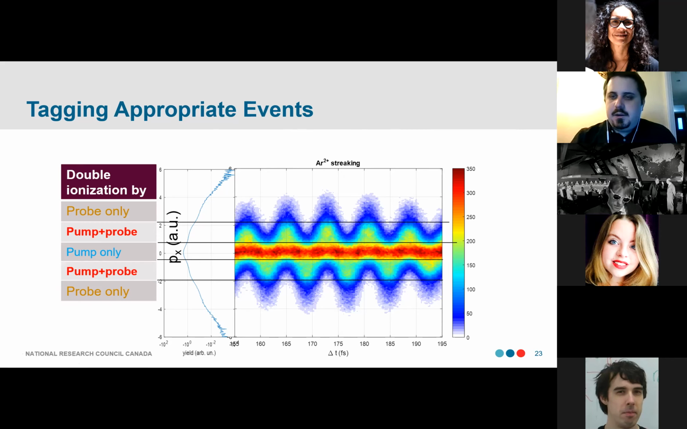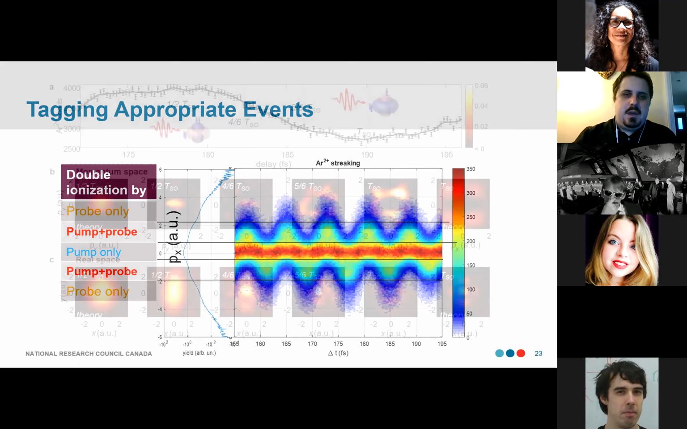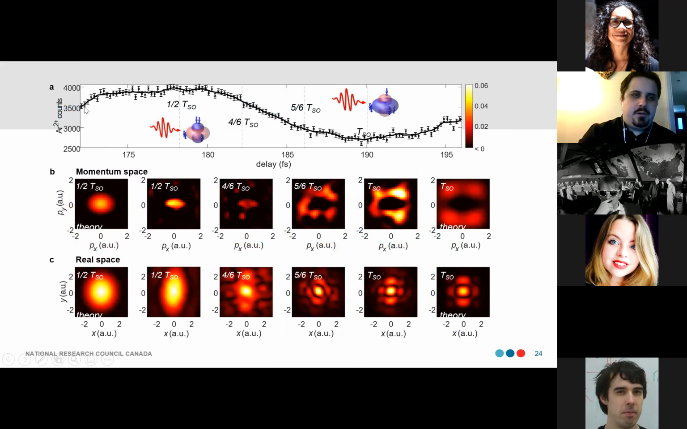So when you do all this and you look at the remaining distributions, you can see a very nice oscillation in time as you vary the delay of the pump and the probe. And you can in fact look at the momentum space orbitals. This is from above, so you can see the peanut here. It's a little ball in the center, and as you increase the time delay, it transitions into a nice circular donut with a gap in the middle. And it's very similar to the theory that you would see if you look at the orbitals.